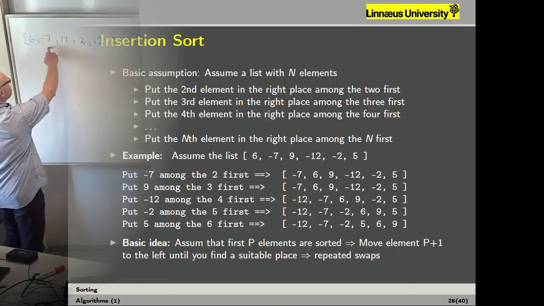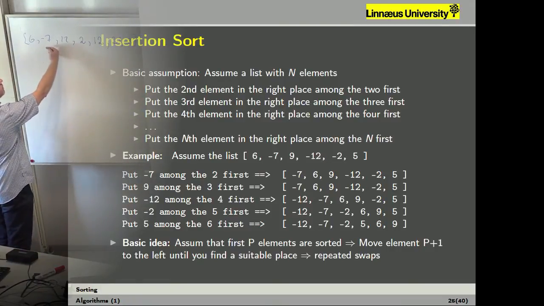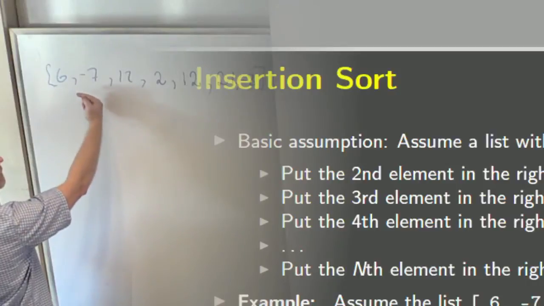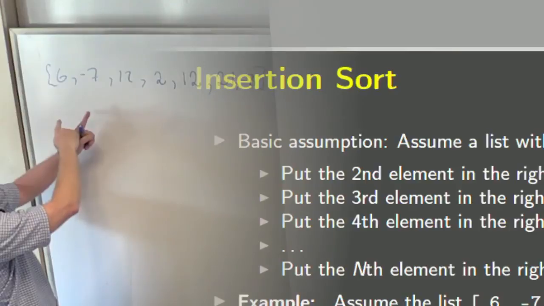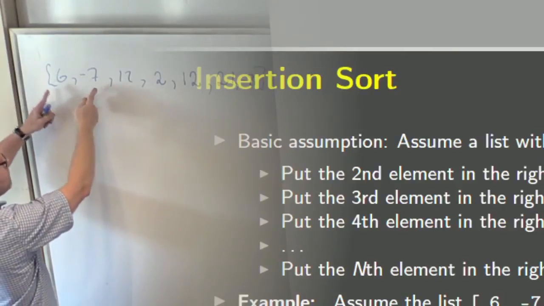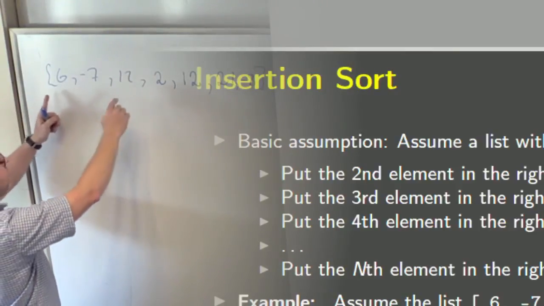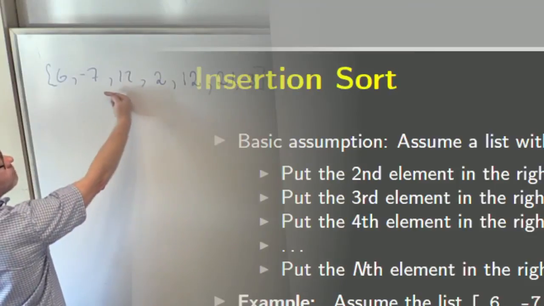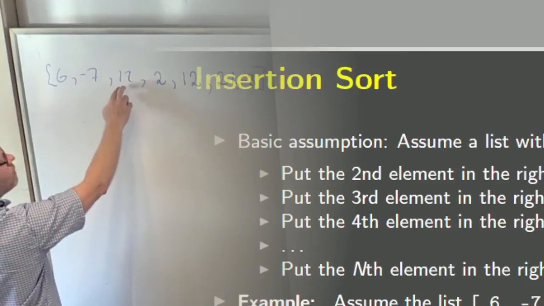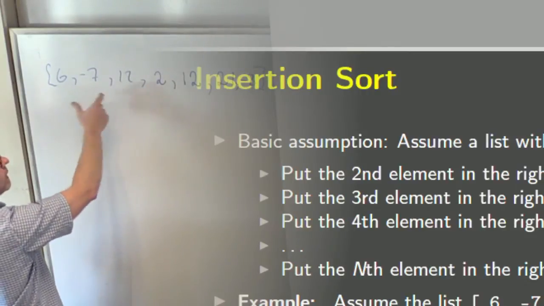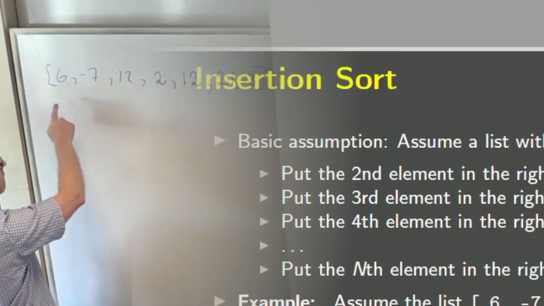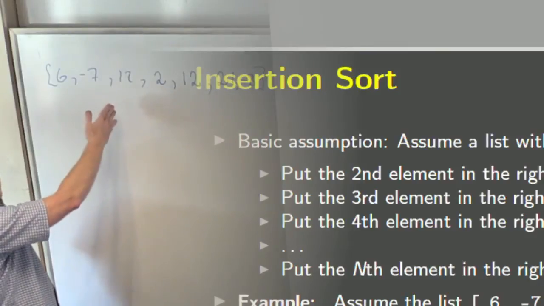I take this one, and basically you are trying to move it here. As long as this one is smaller than this one, then you swap place. In this case, I will swap place 1 time. Then I take 12, and I try to move it in this direction. As long as this one is smaller than this one, I will swap place. But we had 6 and minus 7 and 6 here, so it will stay.